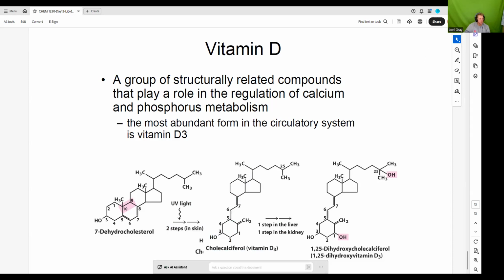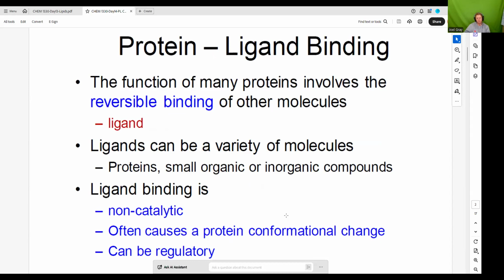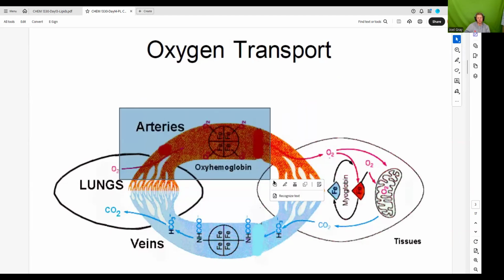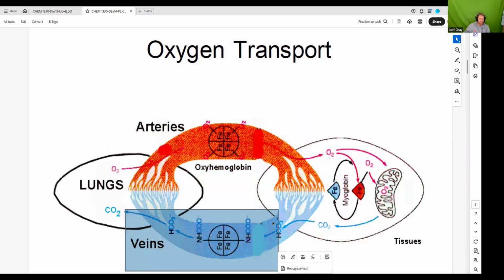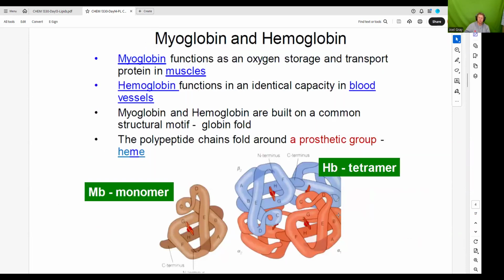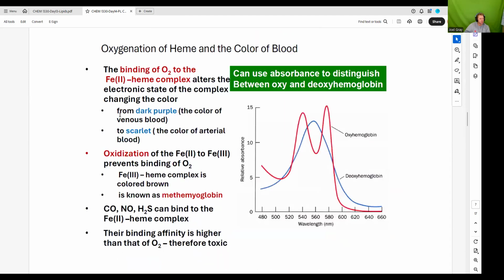Now, last but not least was our protein ligand complex. We talked about hemoglobin. Now, proteins and ligands bind in a non-catalytic fashion. We talked about deoxy and oxyhemoglobin. Oxyhemoglobin is your arterial hemoglobin. That's going to make your red blood cells in your blood red. Your venous hemoglobin has your deoxygenated hemoglobin. And that's what's going to make your venous blood dark purple.